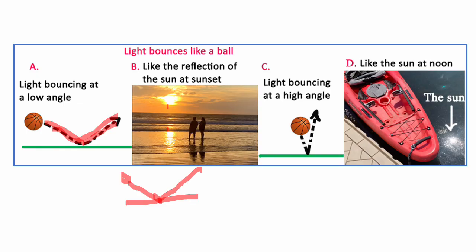If, however, the ball is thrown down almost vertically, it will bounce up almost vertically. And in a similar manner, the sun at noon, its reflection is only seen if we look almost vertically down at the water. And we know we're looking vertically down because we see the inside of this kayak.